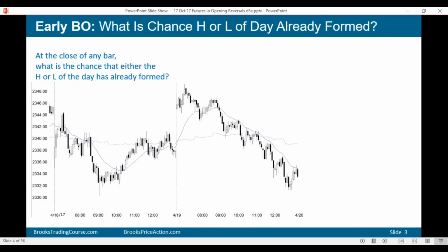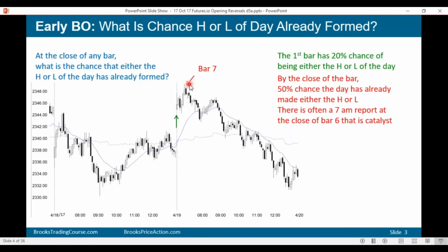At the close of any bar of the day, you can get an idea of whether or not the high of the day or the low of the day has already formed. For example, by the close of the first bar of the day, there's a 20% chance that it will remain the low of the day. There's also a 20% chance that it will be the high of the day. Depending on context, sometimes the probability can be as high as 30%, but in general, there's a 20% chance that the first bar of the day will either be the low of the day or the high of the day.